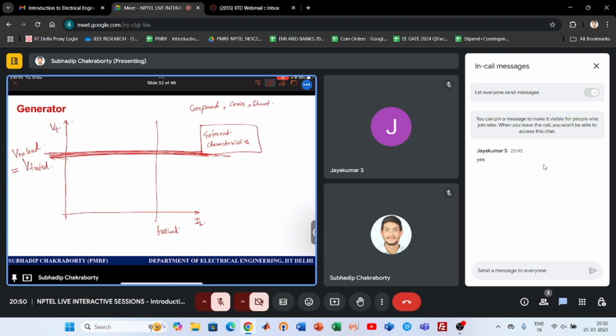For series, you know that at zero load current there is no voltage induced, because the field is also zero. But with field, I can get slightly increasing voltages, like this.